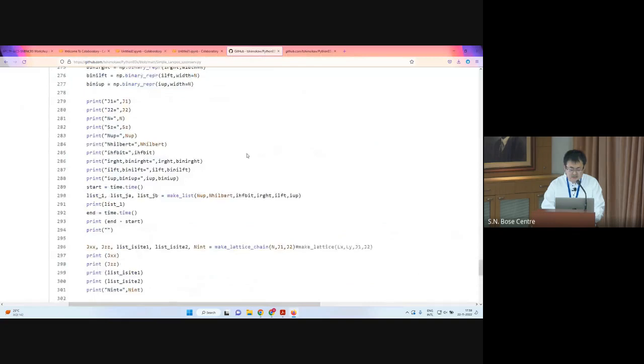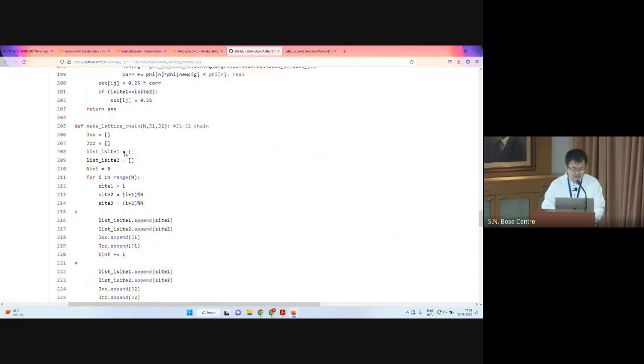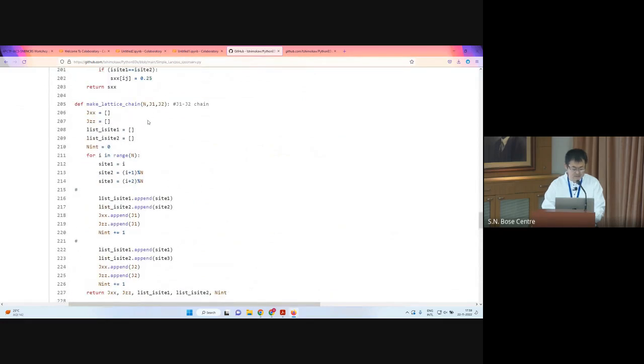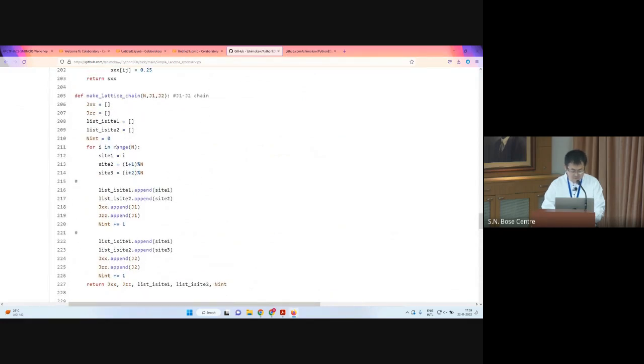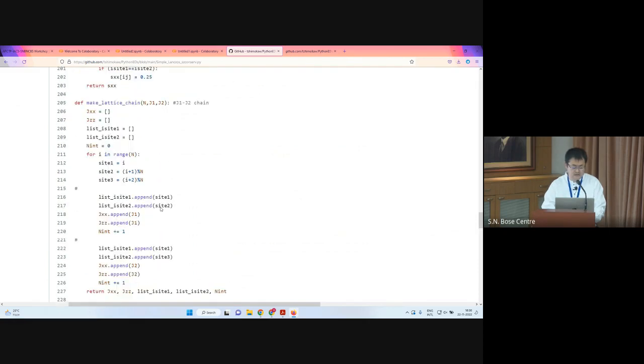And the make lattice chain is defined here. So now you can define which sites are connected by the bond interactions, and you can also define the JXX and JZZ values by using these functions. If you would like to add the Ising anisotropy, you can change here, for example, J1 times delta, and then you can add the Ising anisotropy.